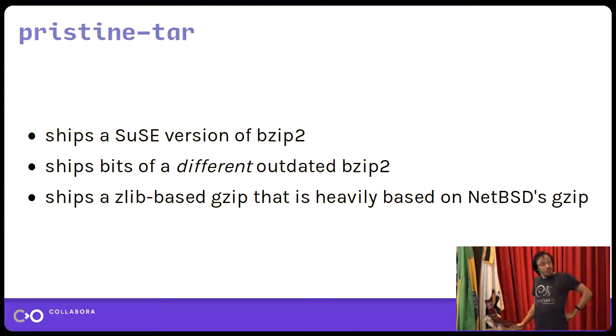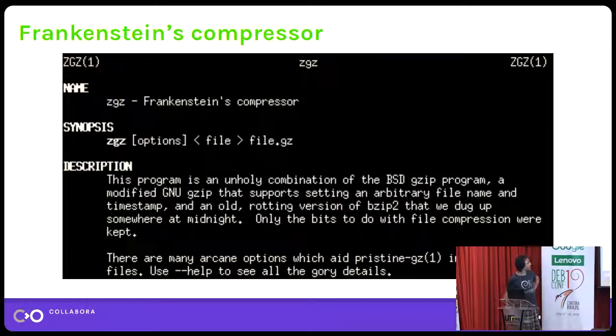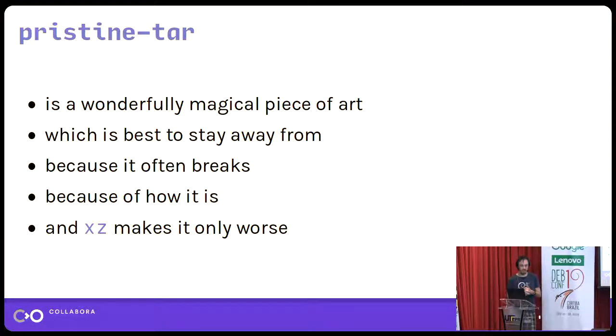This tool ships, in its source, an outdated SUSE version of bzip2. It also ships parts of a differently outdated, differently deprecated version of bzip2, and also ships a version of gzip based on zlib, which originates from NetBSD. And if you look at the man page of that version of gzip, it says it's a Frankenstein's compressor, and you're not supposed to use it unless you really know what you're doing. Right, so it's a very magical thing, pristine tar.